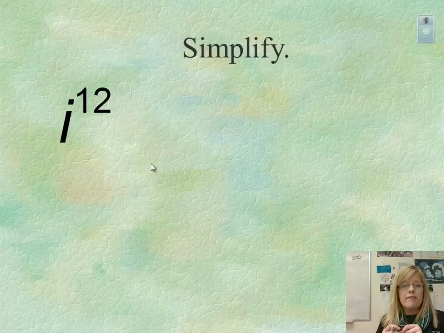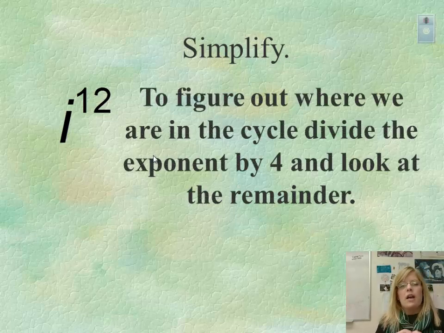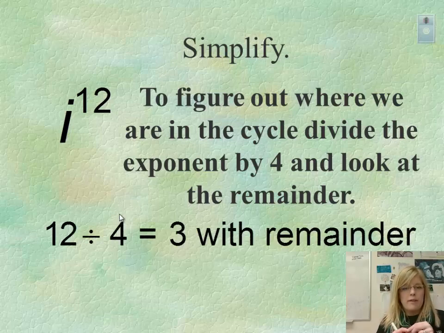Alright, simplifying. Now I have i to the 12th. And he said, Miss Bradford, you said we only go i to the 7th. I know, I said we only go i to the 7th power. I'm going to give you a shortcut. When simplifying i's that have exponents greater than 7, I want you to figure out where we are in the cycle by dividing that exponent by 4 and looking at the remainder. So if I go i to the 12th, and you divide that 12 by 4, what's its remainder?